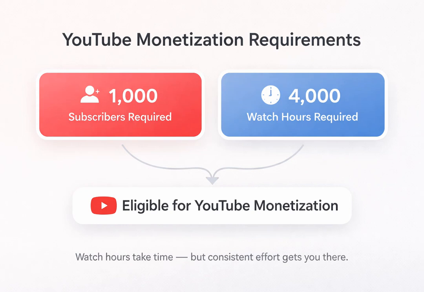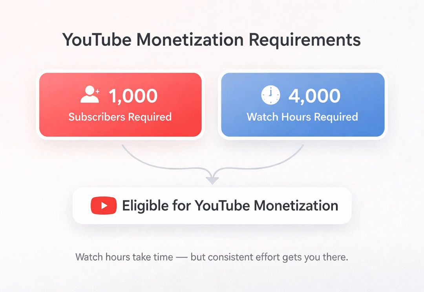For those thinking about monetizing a YouTube channel, here are the two non-negotiable requirements you need to hit. First, you need 1,000 subscribers. Second, and this is the one that takes more time, you need 4,000 watch hours. Watch hours represent the total amount of time people have spent watching your videos.